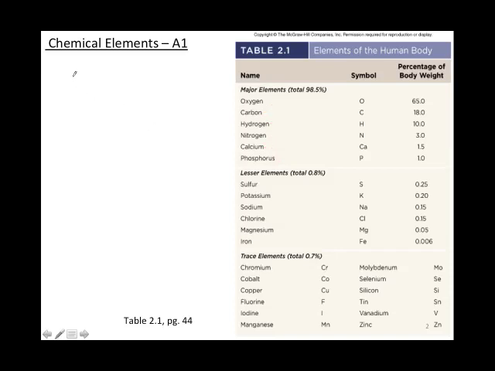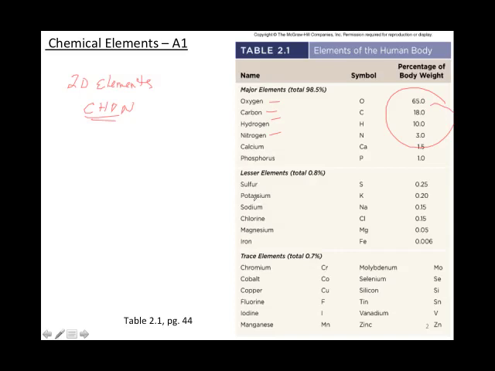Now there are about 20 elements that are required for living organisms, for life. The four major ones being carbon, hydrogen, oxygen, and nitrogen, not necessarily in that order, but CHON, easy to remember. I'm not concerned you know these percentages, but I do want you to know that these four are the most common elements in a living organism.